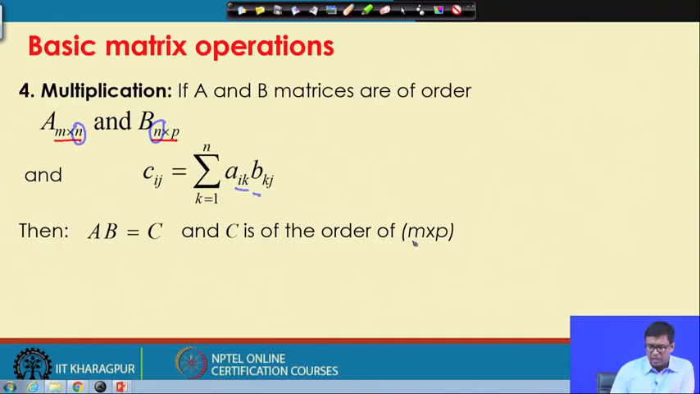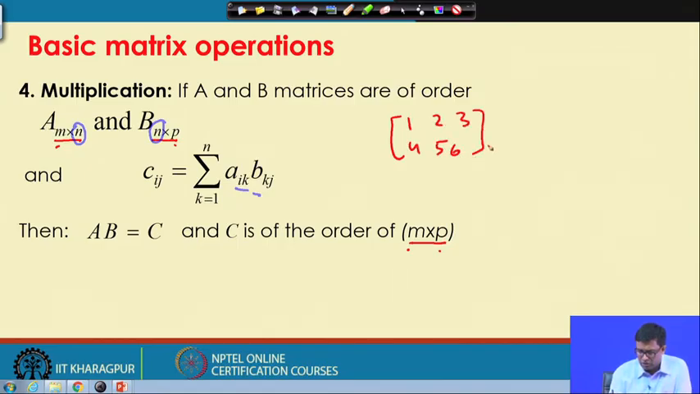And interestingly, the order of C will come from the order of A and B. The number of rows of C will be the number of rows of A, and the number of columns of C will be the number of columns of B. And we can see a quick example. For example, I have 1, 2, 3, 4, 5, 6, which is 2 into 3, multiplied with 7, 8, 9, 10, 11, 12, which is 3 into 2.